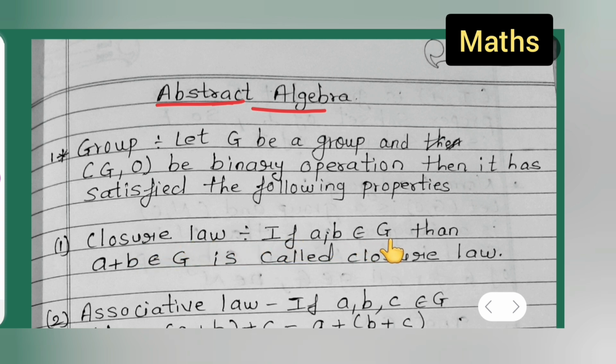If a, b belong to group G, I have taken two elements a, b, and they belong to G, then the addition of these two elements should also belong to G. This is called the closure law, or closure property. So what I am saying is the addition of these two elements should also belong to G, and the subtraction of these two elements should also belong to that group. So the closure law, I hope you all have understood.